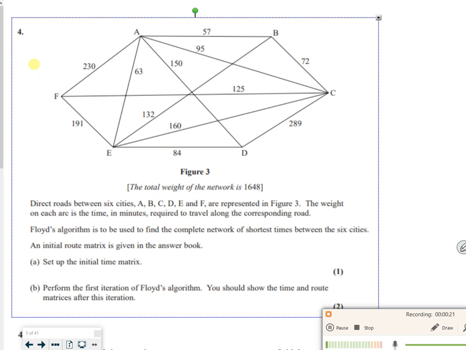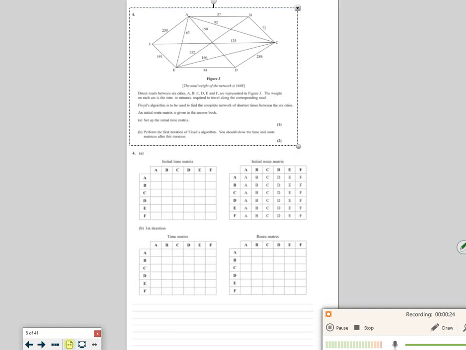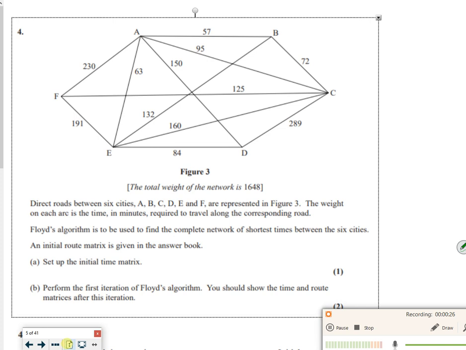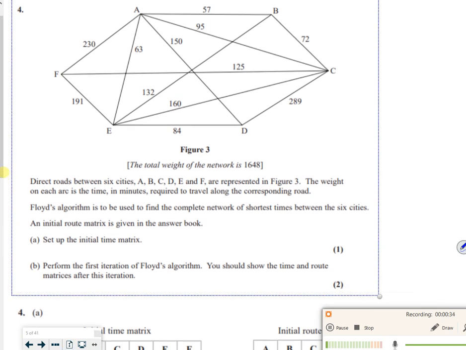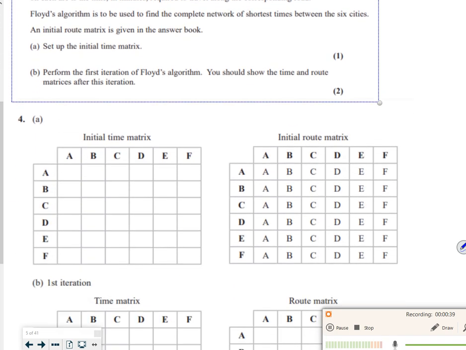Right now, if I put this on the full screen, I'm not sure if you'll see it, it's too small, so I have to do a little bit of zipping up and down with it. Right, so the first bit says set up the initial matrix. So do A and B first. So A to B is 57. I'm going to see it as a from 2.